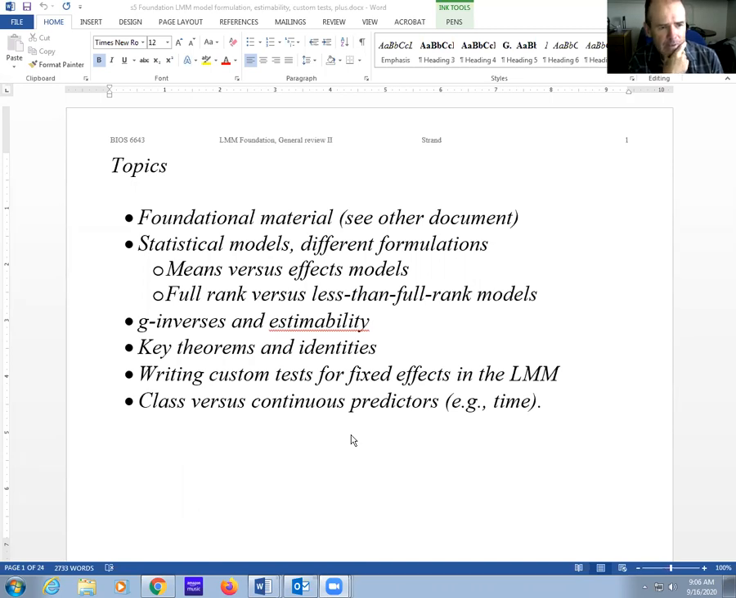Key theorems and identities that are going to be useful. Writing custom tests, we'll spend some time on that, and then we'll talk about modeling time as a class variable versus a continuous variable, and I'm sure that's more of a review. So this is a mixture then. Some of it's not review, and that's part of the reason why we do this. If it's review, good, it pounds it in even more, but if it's not, then you're seeing something that you probably should have heard about at some point.